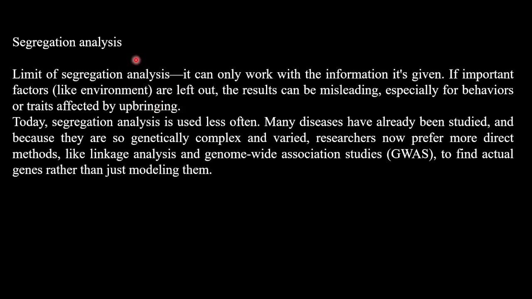So what will you do in the segregation analysis? Number one, you will find out whether the disease is autosomal dominant, recessive, or X-linked, and if it is following the Mendelian pattern, you can say it is because of a single gene. Then it is simple to identify. But if it is not following the Mendelian pattern, there could be many reasons. For example, it could be incomplete penetrance, where it is not following the Mendelian rule in the autosomal dominant condition.